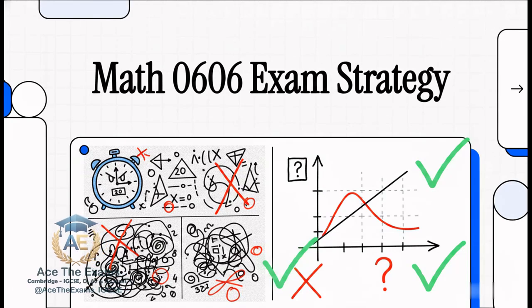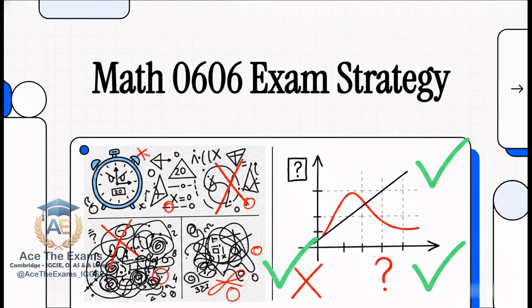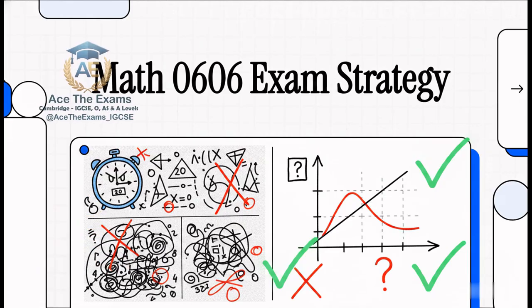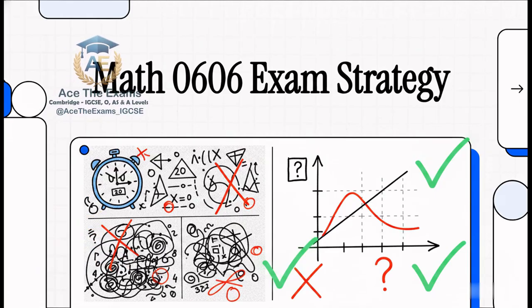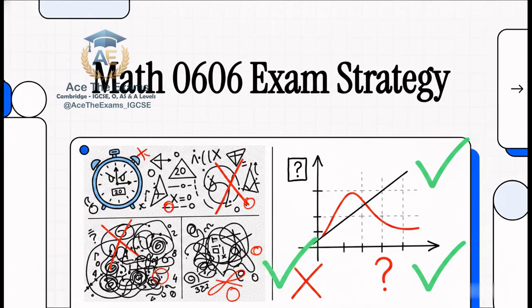Welcome, agents, to today's Critical Explainer. Your mission today is extracting maximum marks from a completely hostile exam paper. We are specifically targeting the Cambridge IGCSE Additional Mathematics 0606 exam, but honestly, these tactics apply whether your operation is code 0580, 4024, 4037, or 4040.